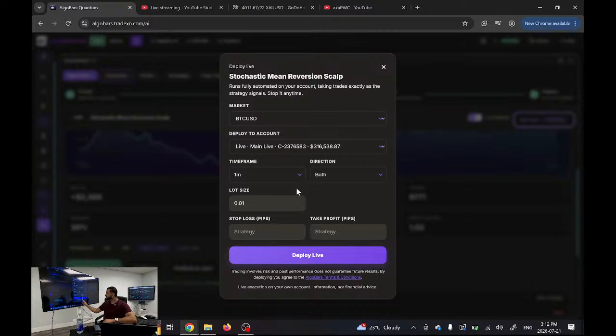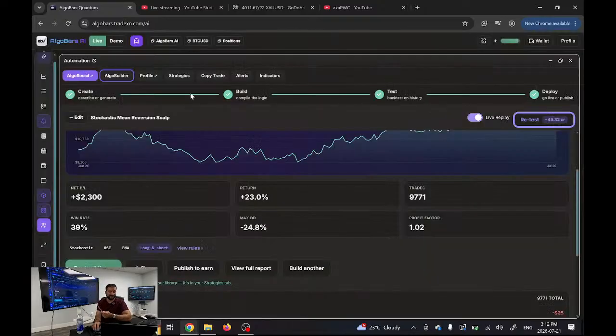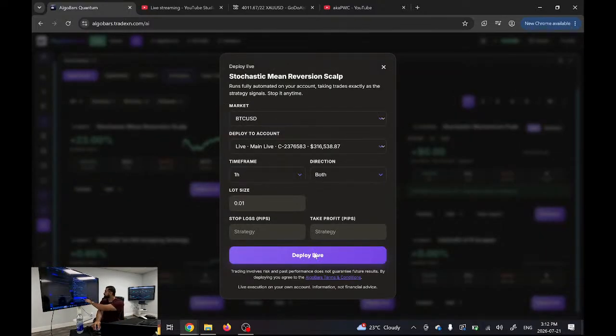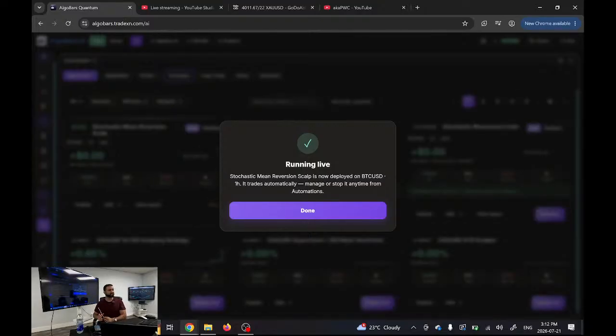Now stop loss, take profit, if it says strategy, that means that the strategy has one built in, but you can override it if you want. I just wouldn't suggest overriding it. If you go to your strategies tab, look, there's the strategy that we just built right now. And now if you want to deploy it, you click deploy live. There we go, it's running live.